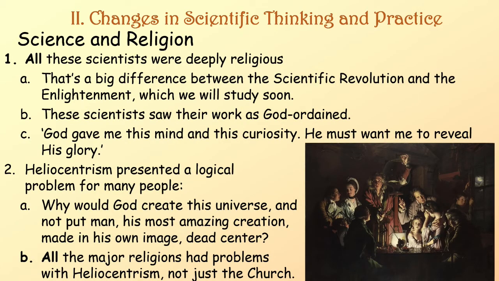Science and religion. All of these scientists that we've talked about were deeply religious. And that's a big difference between the scientific revolution and the Enlightenment, which we will study next. These scientists saw their work as God ordained. Their attitude was, God gave me this mind and God gave me this curiosity. He must want me to reveal his glory.